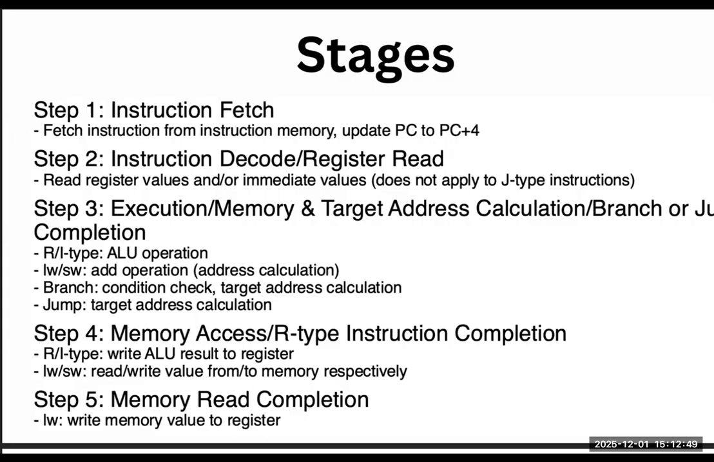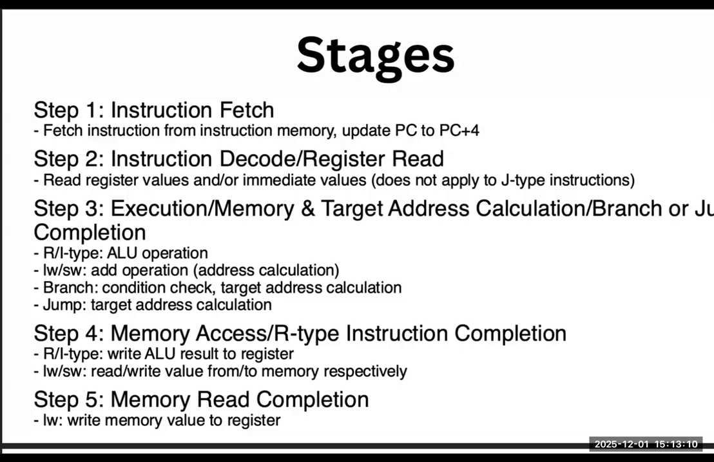Step two, instruction decode and register read. Here we decode the instruction and read any necessary register values. We also read immediate values if needed. Notice that J-type instructions don't really need this step, but we do it anyway for consistency. Execution, memory address calculation, or branch is the third step.